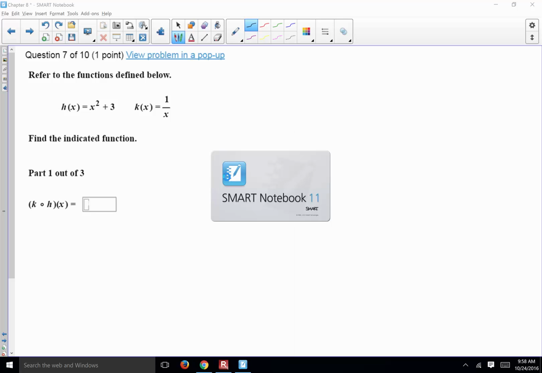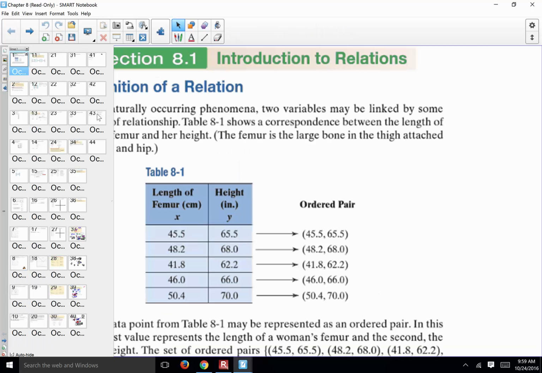But others, please try. Take your time. Do the same steps. K is first. K is outside, I'm sorry. H is going in first.